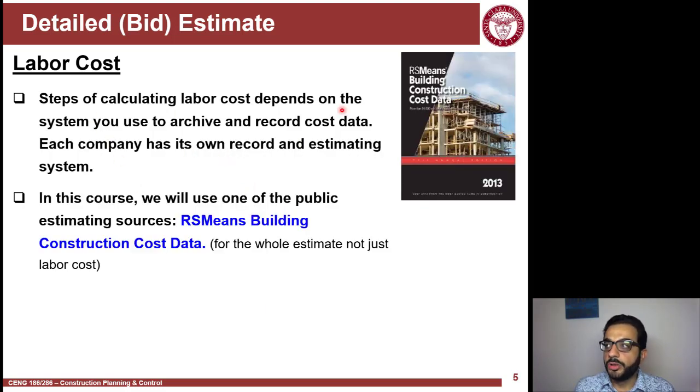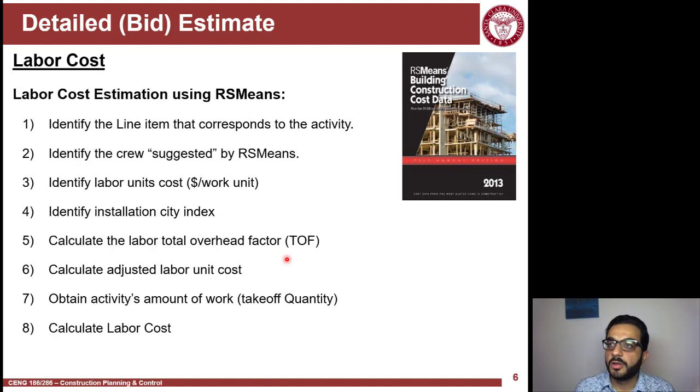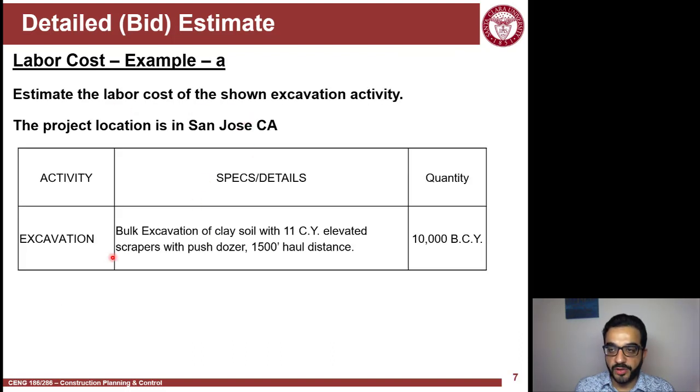For labor cost here, we'll use RSMeans, either the book or the online reference. We'll use the RSMeans Building Construction Cost Data, which is the one for detailed estimates, compared to the Square Foot Cost Data, which is another book. These are the steps we'll go through. The first one is you need to identify the line item in the book that refers to the description of the activity you're estimating. In the course, in a quiz or exam, I will give you the description, but in real life this description comes from your own breakdown and identification of the scope of the project.